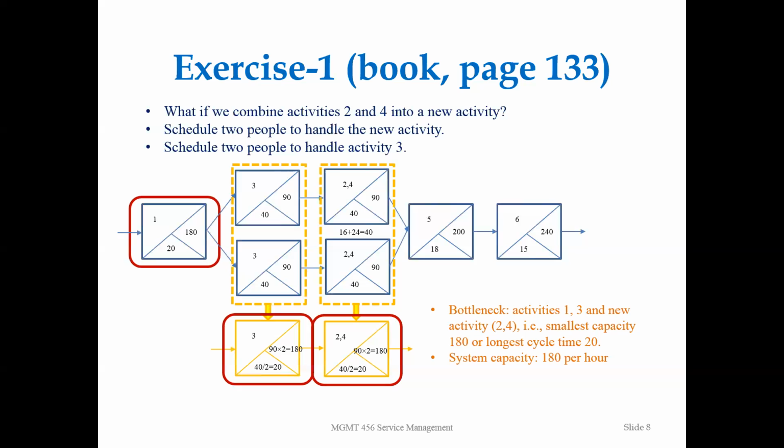Because they have the smallest capacity, 180, or another way you can look at it is you can look at the longest cycle time, which is 20. So 20 compared to 18 and 15.